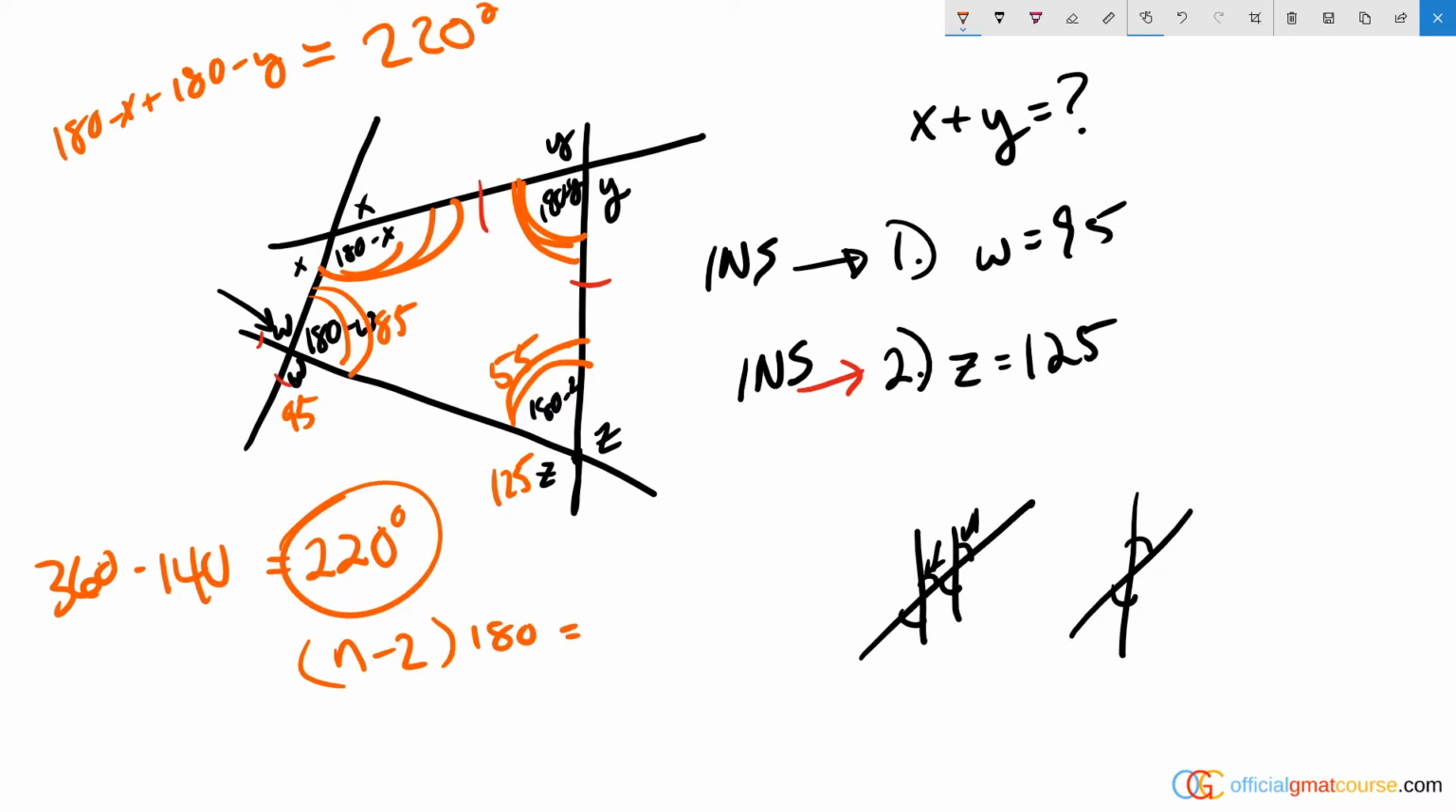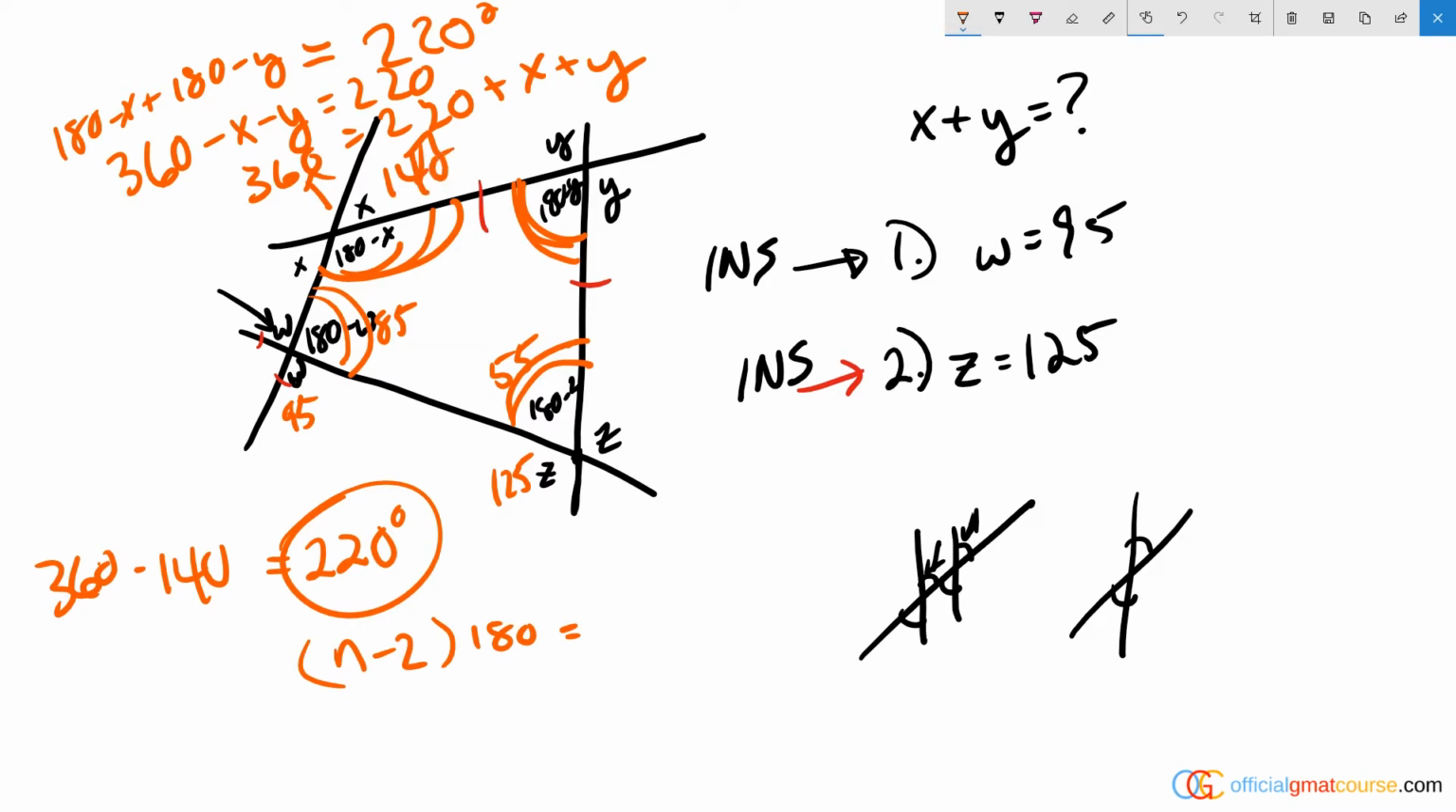Because if this equals 220, I get 360 minus x minus y equals 220. Move both the x and the y over to the right-hand side, and that would give me 220 plus x plus y, which means that they are equal to the difference between 360 and 220, which is 140. Now, you can solve this all the way out like that, but if you know that these angles are locked in a certain way, then we know for a fact that these angles, these sides here and here are locked.